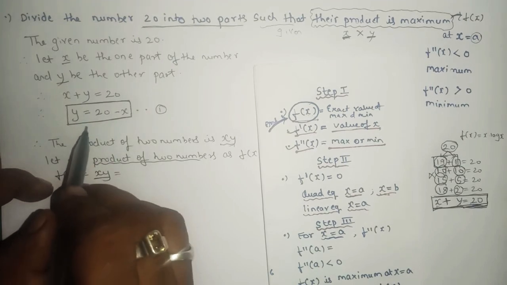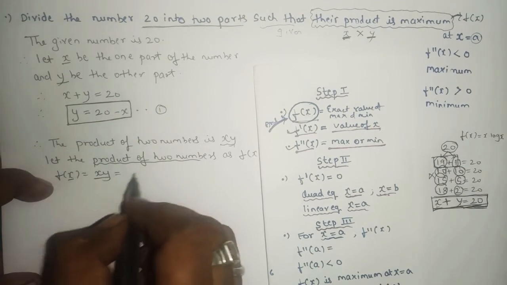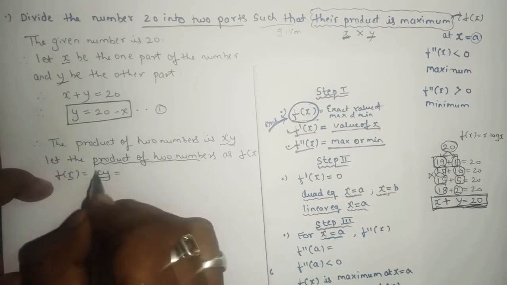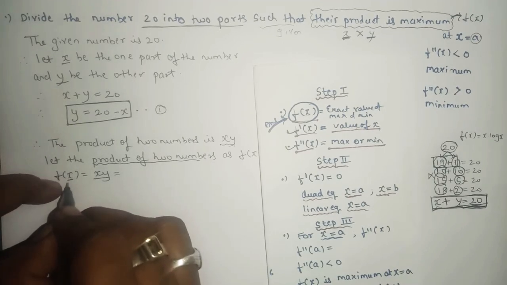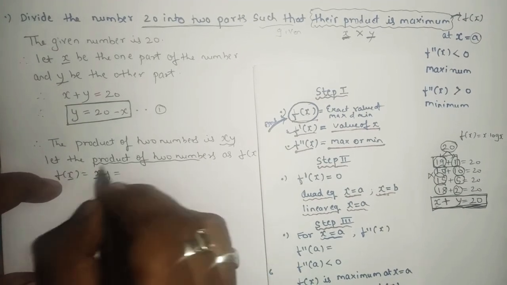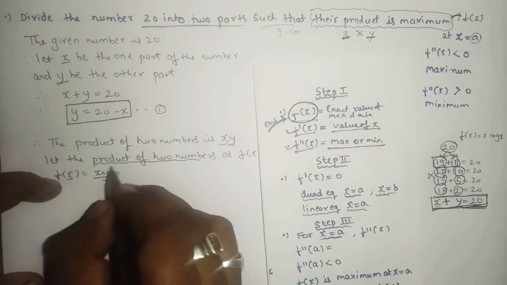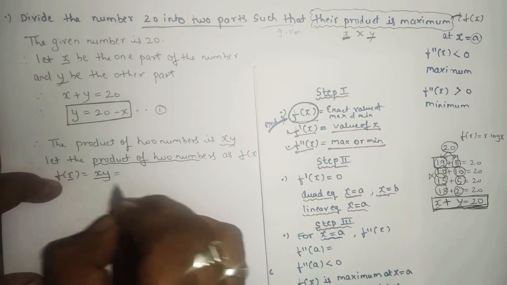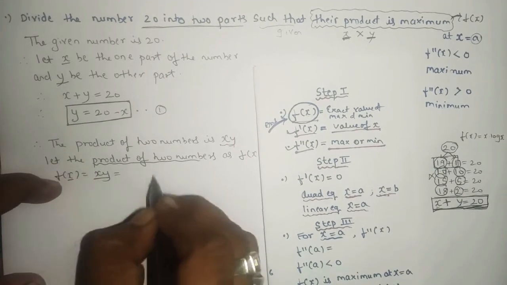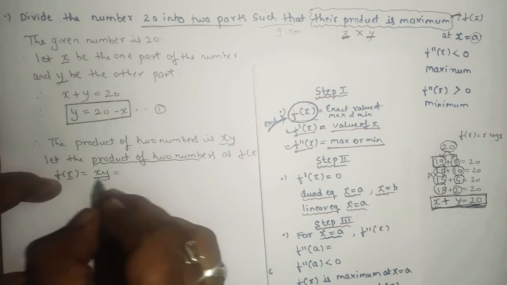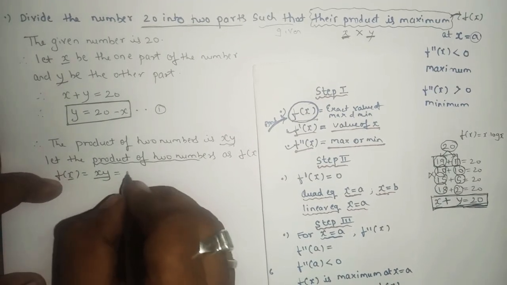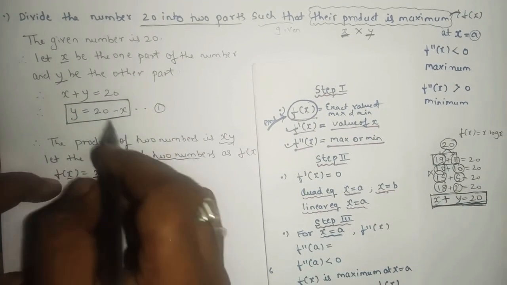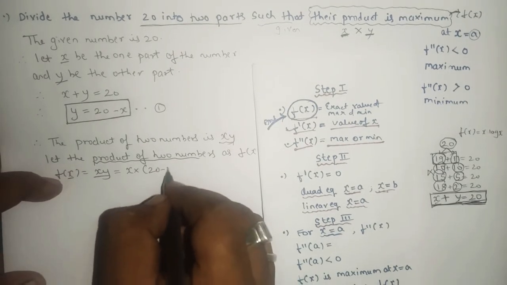So remember this thing, you have to convert the whole thing into a single alphabet. Whenever you find f of x, see to it that the right hand side turns into a single alphabet, either in terms of x or in terms of y. As here we took f of x, we'll convert this whole section into x only. So we'll keep this x as it is. What is the value of y? It was 20 minus x.